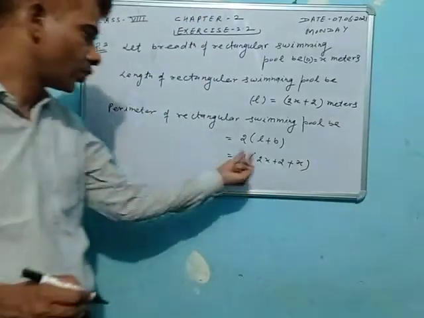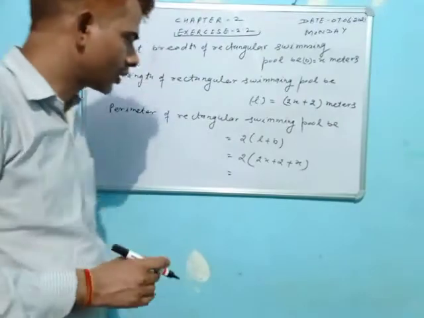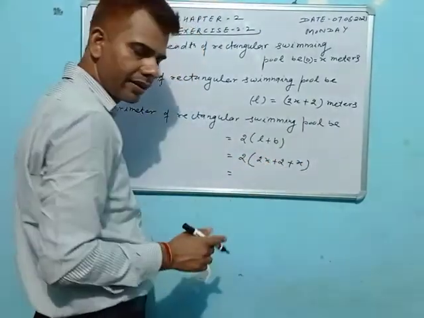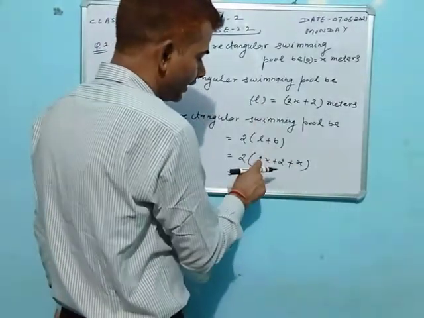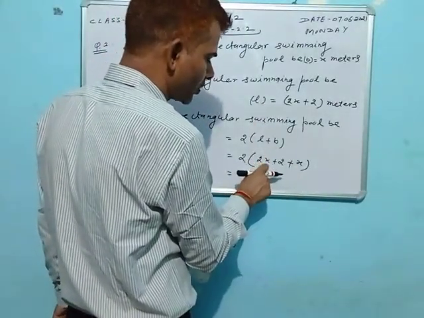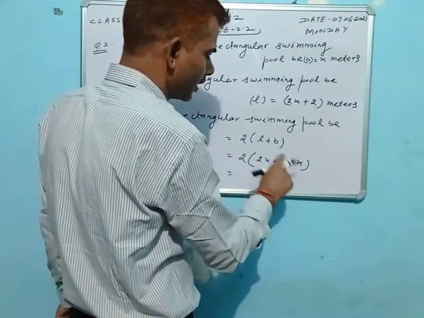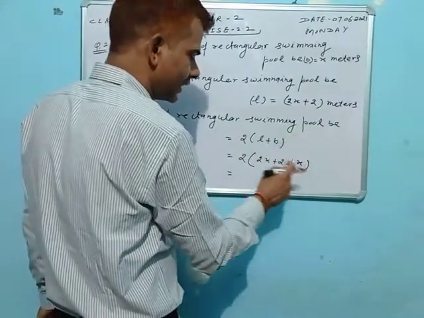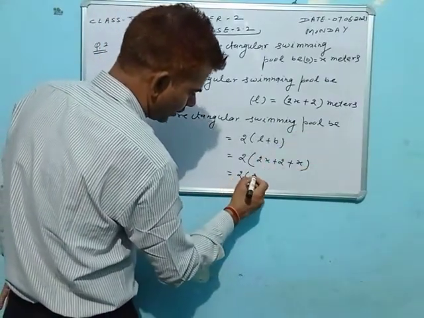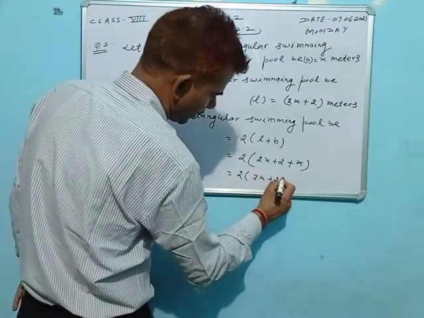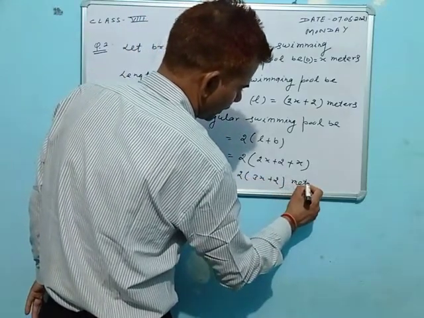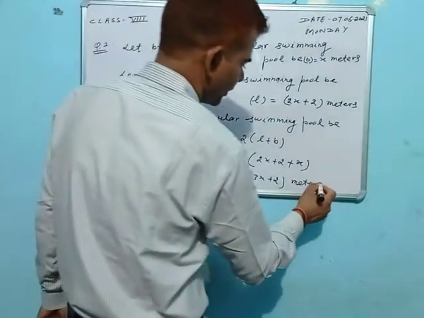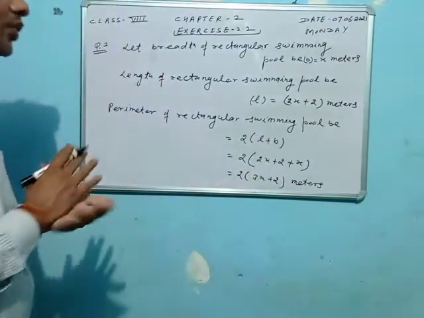Now students, 2x plus x. 2x and x are like terms. You have to add only the coefficients of x. The coefficient of x is 2 and the coefficient of x is 1. 2 plus 1 is 3x. Now 3x plus 2, these are meters. Students, this is your perimeter of the rectangular swimming pool.